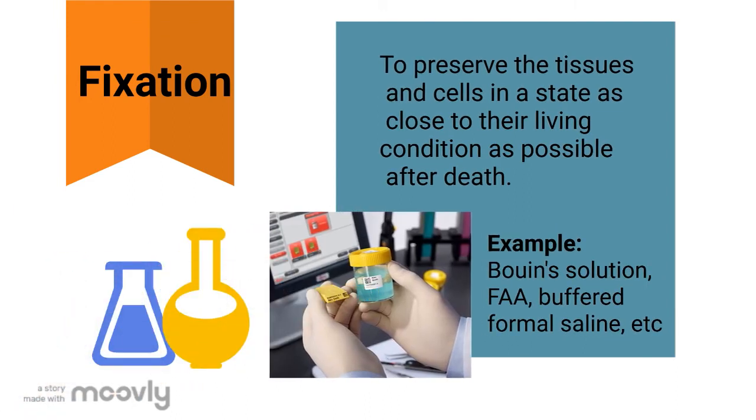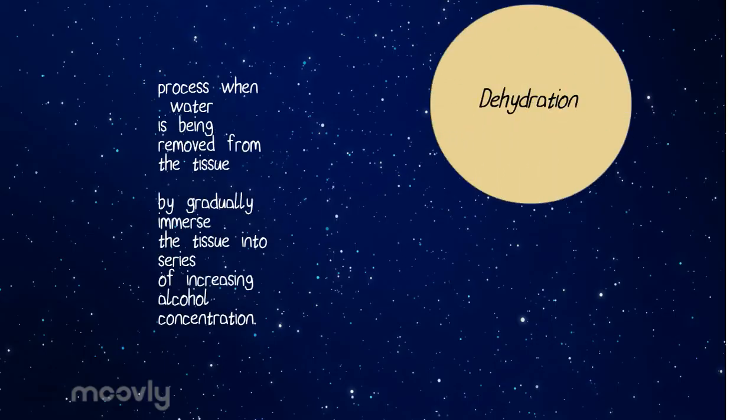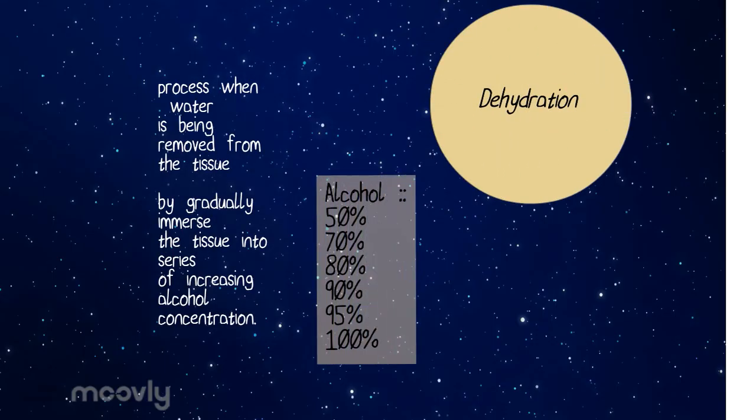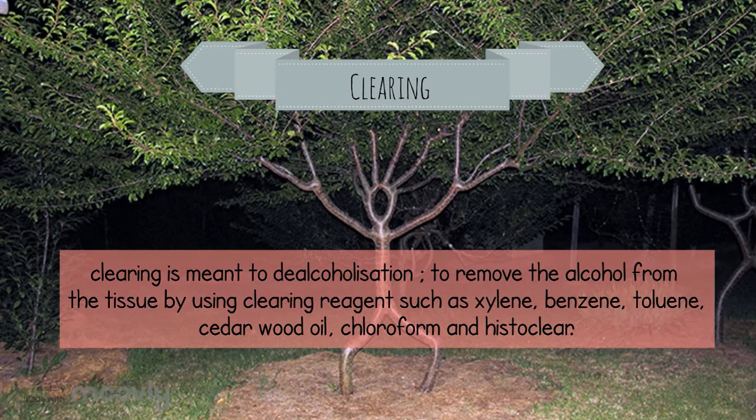An example of the solution is boron solution. Next, dehydration, where we remove the water from the tissue by immersing the sample into a series of increasing alcohol concentration. Then we have clearing. This step is required to remove the alcohol from the tissue by using clearing reagents such as xylene.